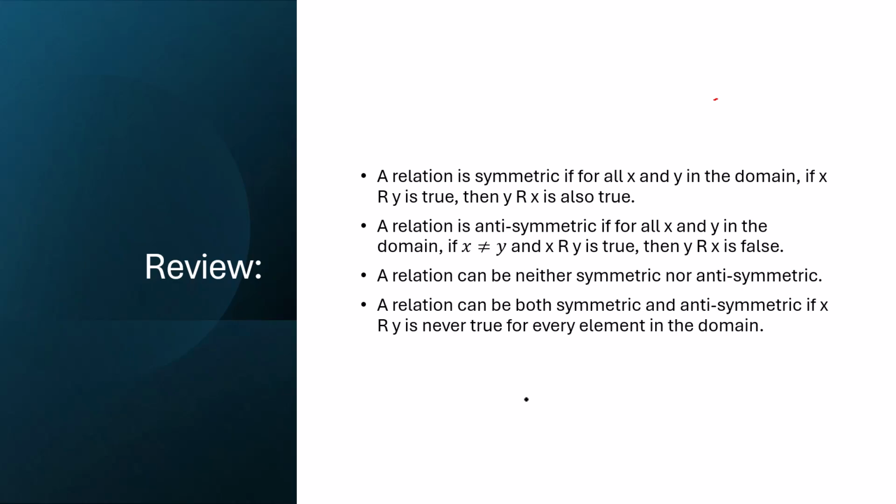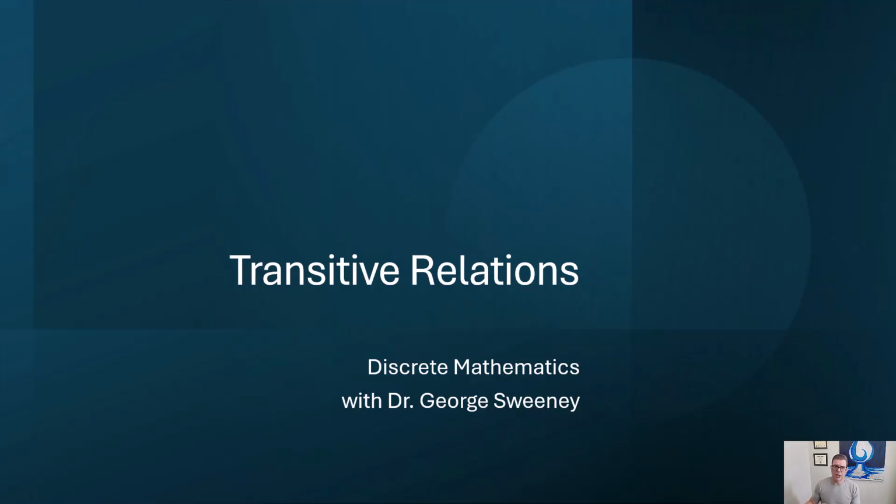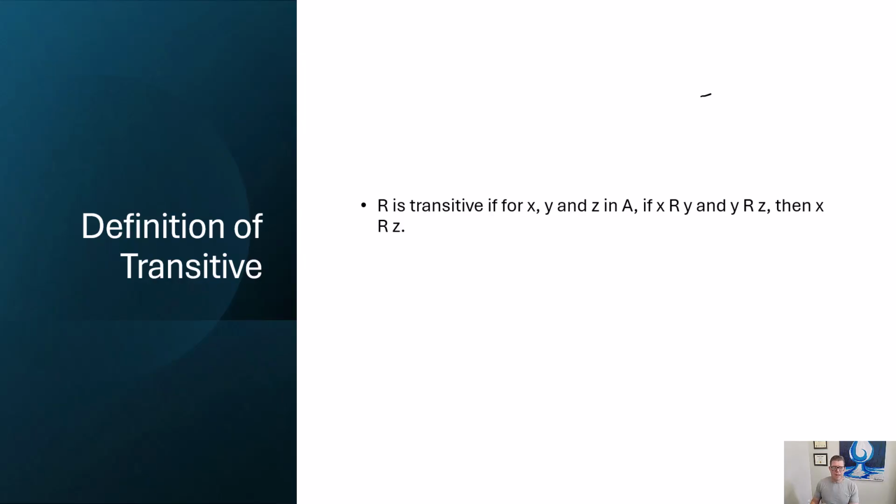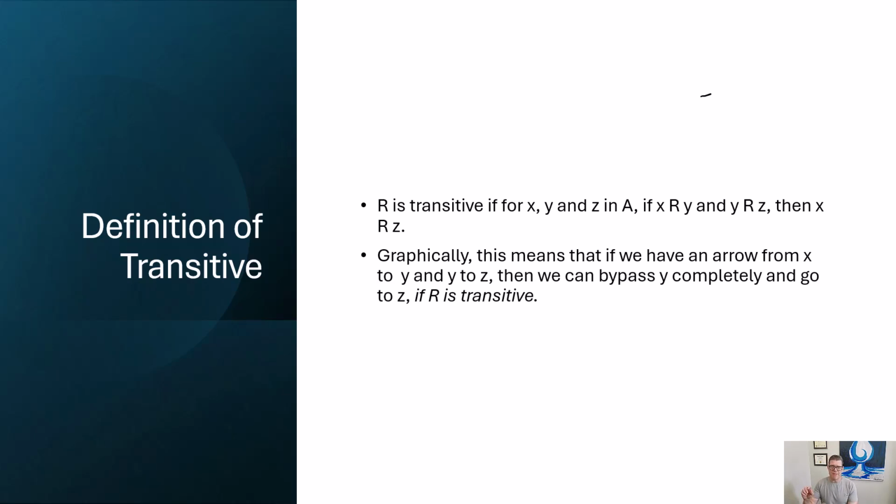The final relation that we're going to look at inside of this video is called transitive relations. A relation R is transitive if for x, y, and z in A, if xRy and yRz, then xRz. This kind of goes along with what it means to be transitive in a lot of mathematics. Graphically, that means if we have an arrow from x to y and y to z, then we can bypass y completely and go to z if R is transitive. So to be transitive, we have to have that relationship.